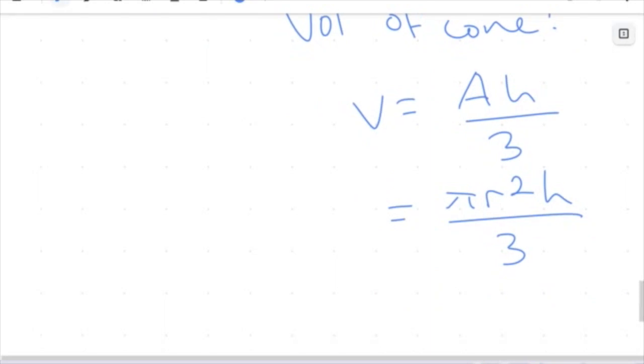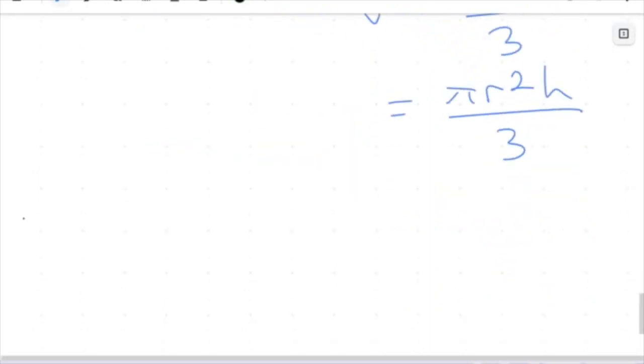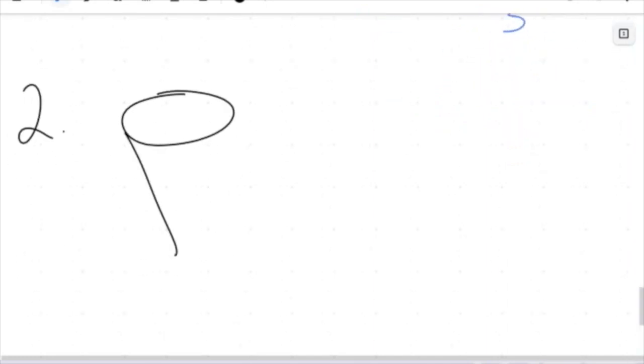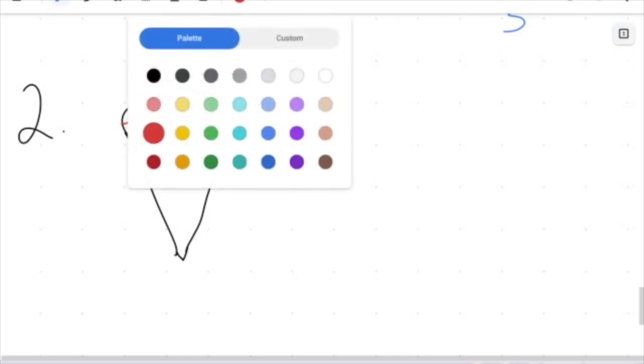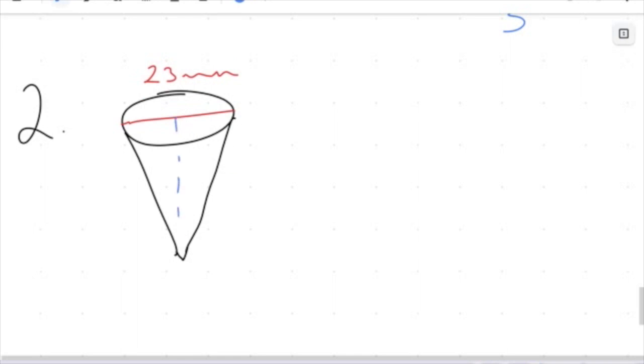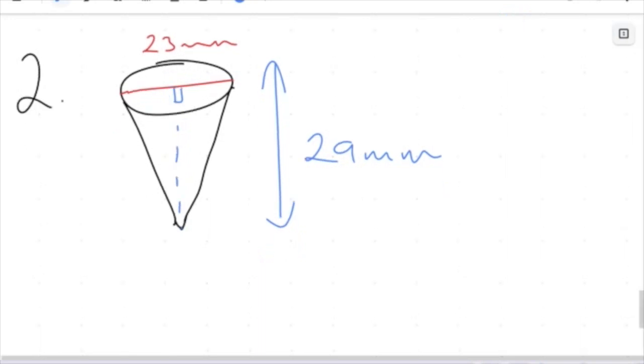Now we'll just do one more question, so we can practice applying this volume of a cone. I've drawn this shape over here, and it has a length from here to here of 23 millimeters, and it has a perpendicular height from the center going down here, making a right angle. It has a perpendicular height of 29 millimeters. We want to find the volume of this shape.